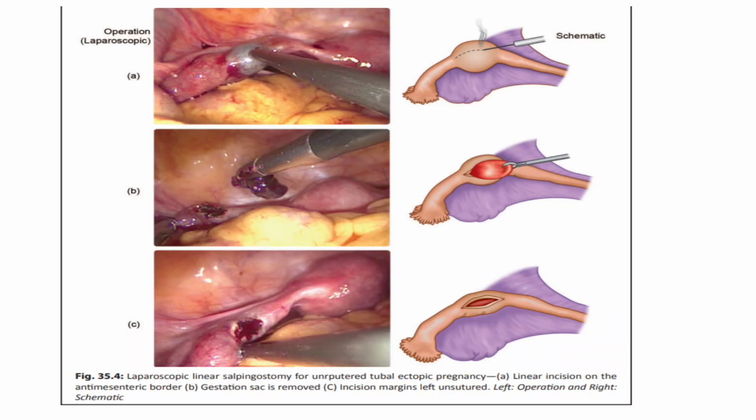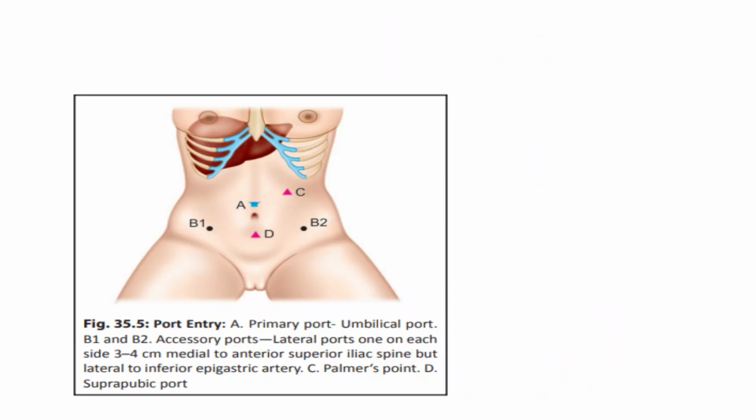So this is a picture showing the laparoscopic linear salpingostomy for unruptured tubal ectopic pregnancy. Linear incision on the antimesenteric border, gestation sac is removed and incision margins left unsutured. This picture is showing the portal of entry of the laparoscope. Primary port, umbilical port, B1 and B2. Accessory ports are lateral ports, one on each side, that is 3 to 4 cm medial to anterior superior iliac spine but lateral to inferior epigastric artery. And C is Palmer point and D is suprapubic port.